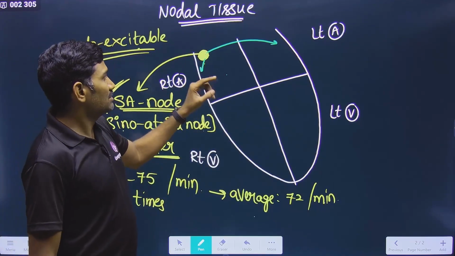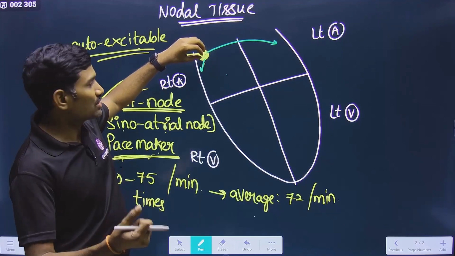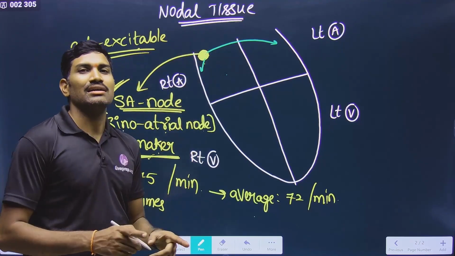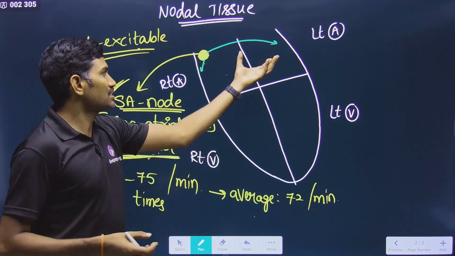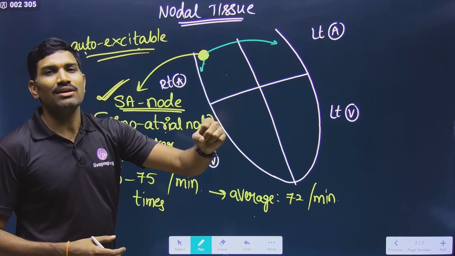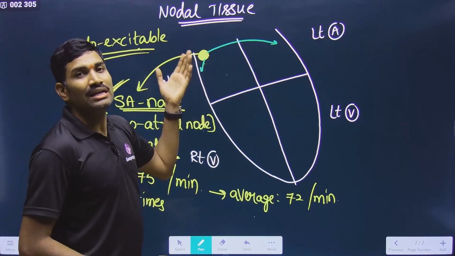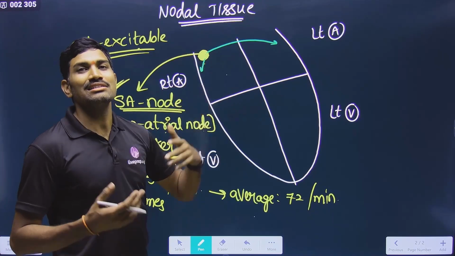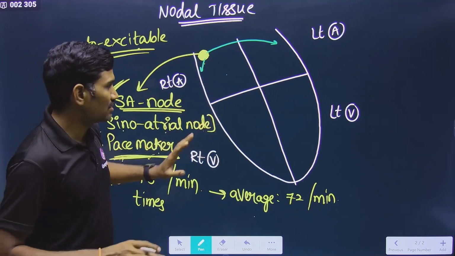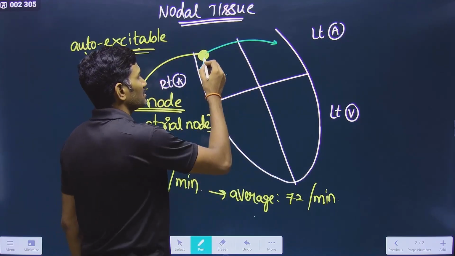Okay, so please remember, from the SA node, the contraction information, the action potential, is distributing to both the atria, so that the muscle cells present in both the atria now get the information for contraction, so they will contract. This contraction is called systole, atrial systole. Atrial contraction is nothing but atrial systole. That's what we are talking about. Understood or not? Nice. And during this process, what happens?